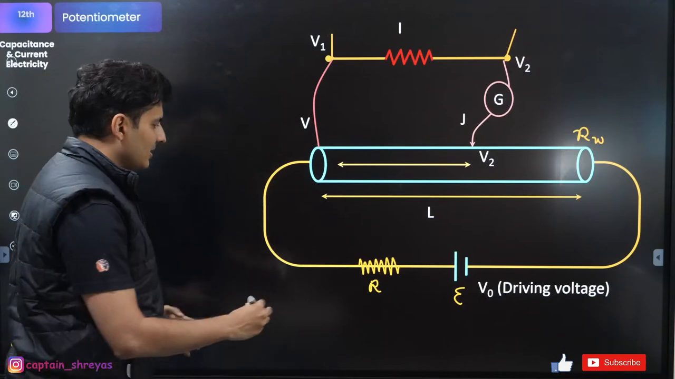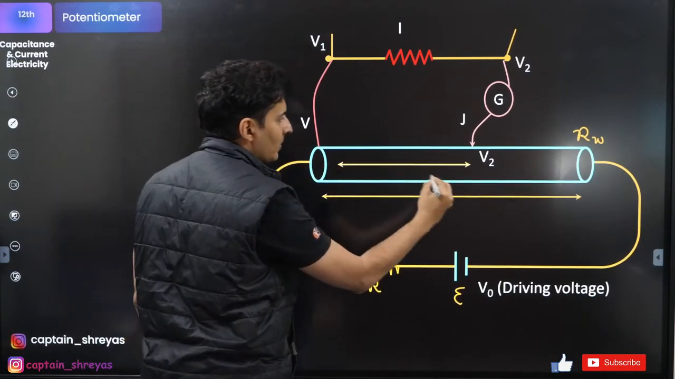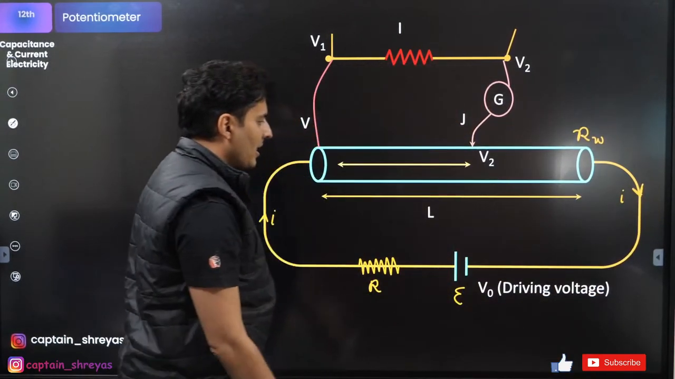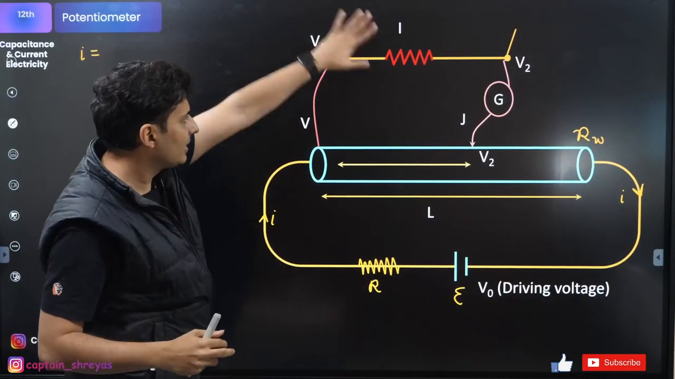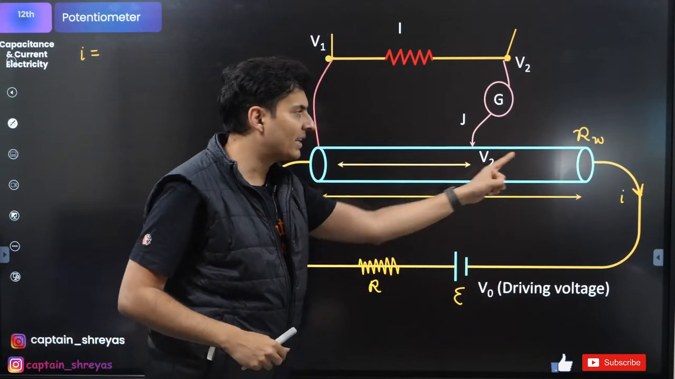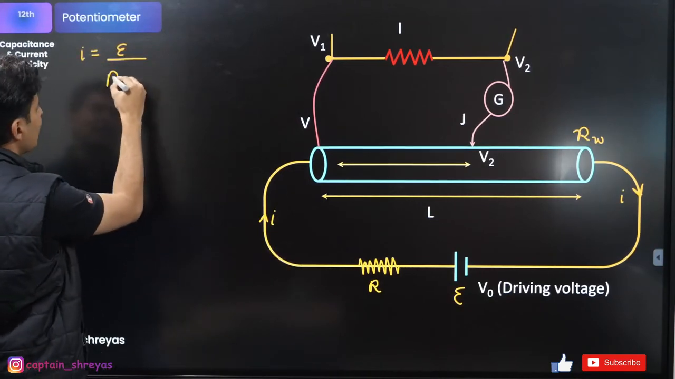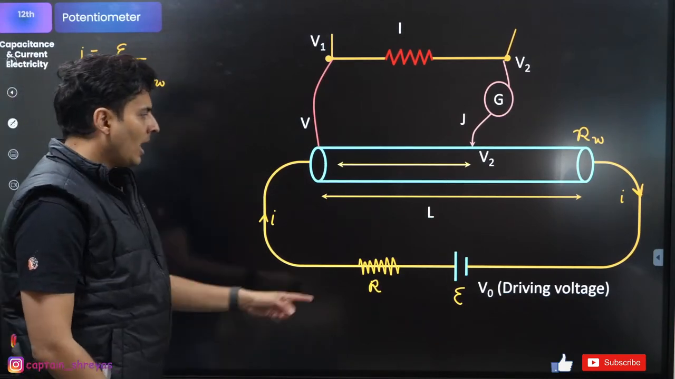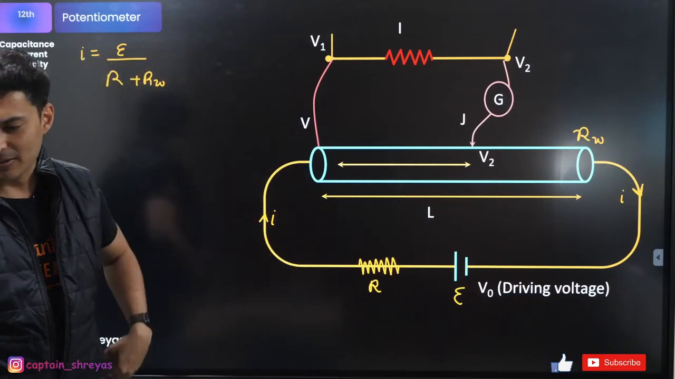So what happens is, forget this part of the circuit, there will be some current flowing in the circuit like this. This current is basically I, and you can easily find out that current. It's not so difficult. Forget the top circuit, it is not even relevant right now. It will be the total EMF by total resistance. In this case, the total EMF is E. The total resistance is that internal or external resistance plus the resistance of that wire. Yes or no? I is equal to E by total resistance. I hope this is clear.